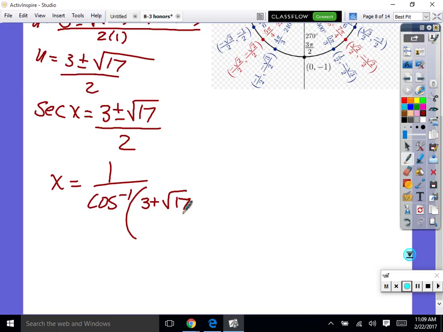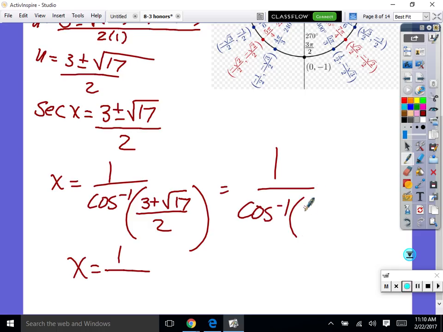Let's see if it's a possibility. You treat them differently, by the way. So we would also have this: 1 over cosine inverse of 3 minus root 17 over 2. And in this one, decimal answers would be acceptable because it's not on the unit circle.